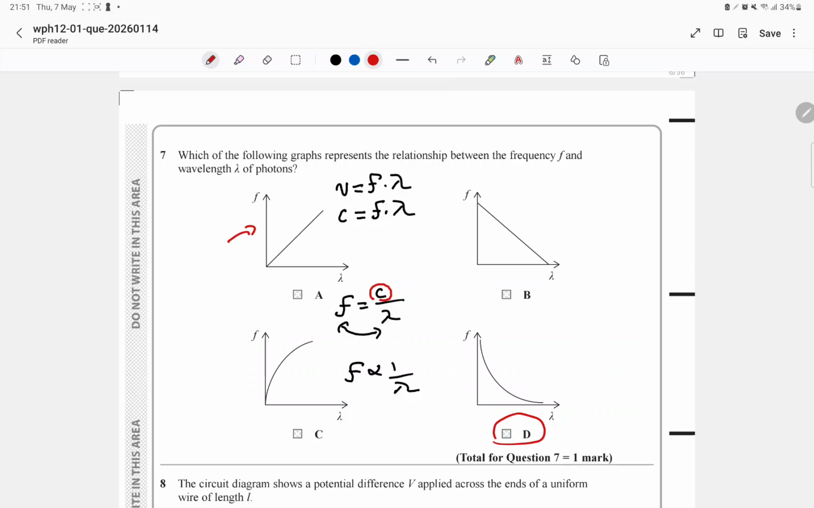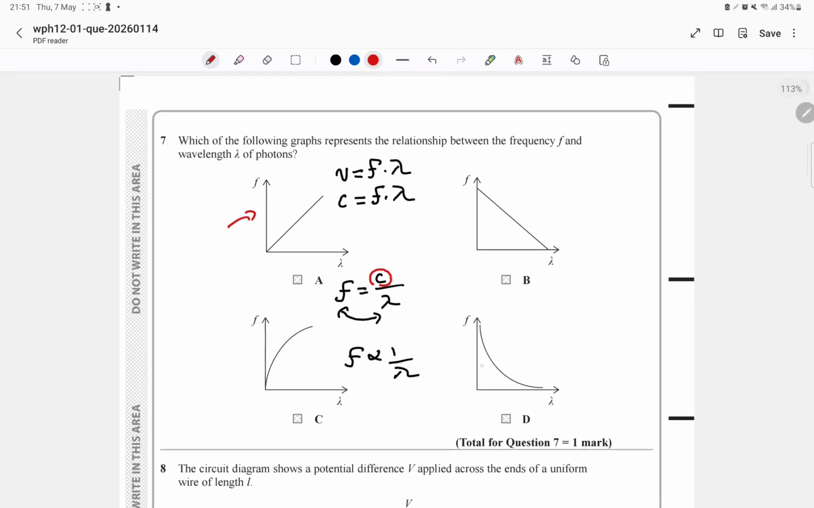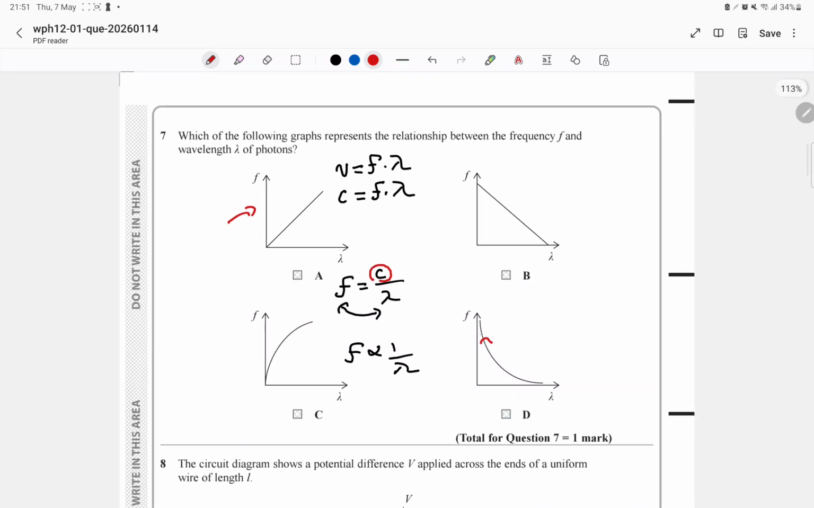As for D, well, D is the correct answer, because you can see that as the frequency is getting higher and higher, here's the frequency, the wavelength gets smaller and smaller and smaller, and vice versa. When the wavelength gets higher and higher, the frequency gets smaller and smaller. So this is how the inversely proportional graph looks like. I'm sure you've seen it before.